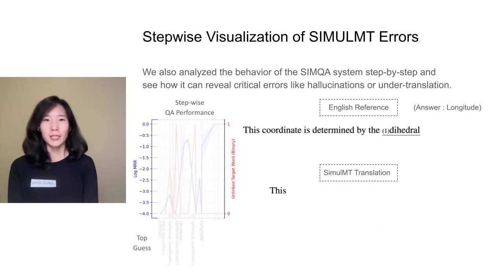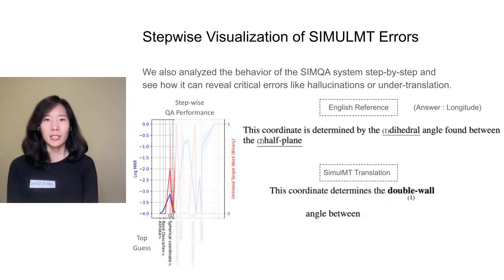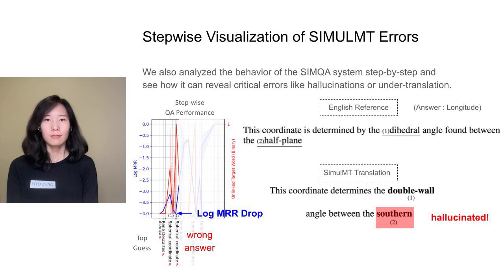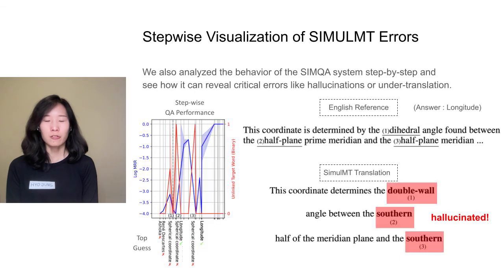We also analyze the behavior of the SimQA system step by step and see how it relates to critical MT errors. In this example, stepwise SimQA performance correlates with the occurrence of the salient word hallucination.